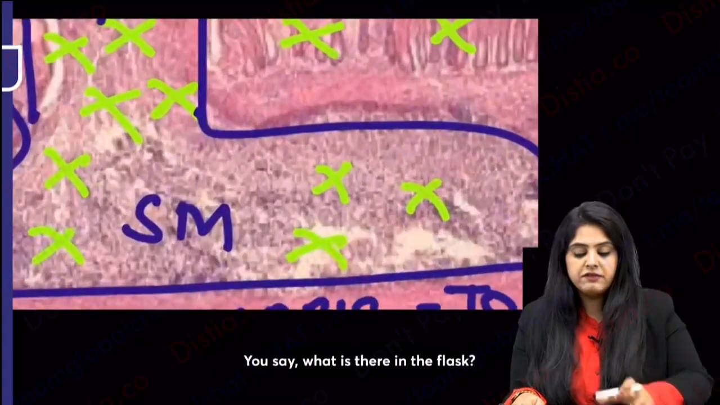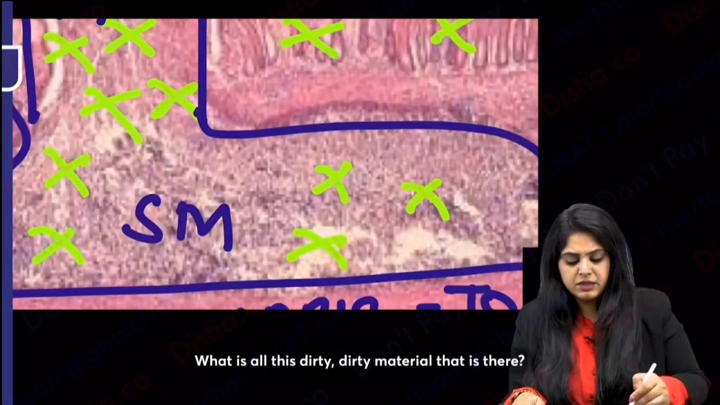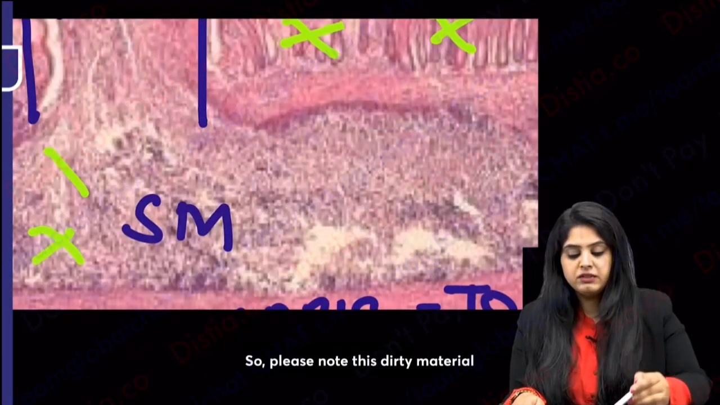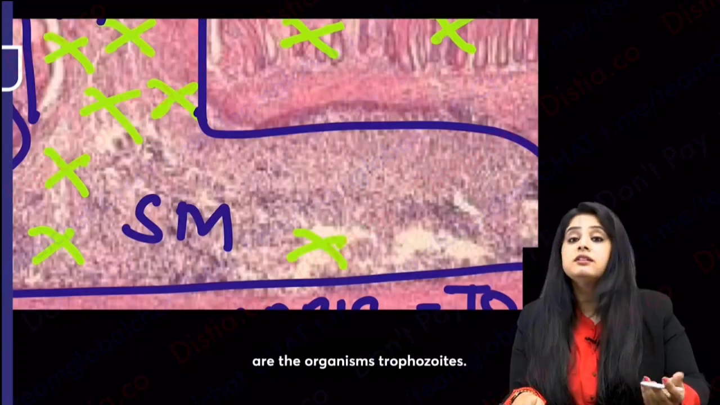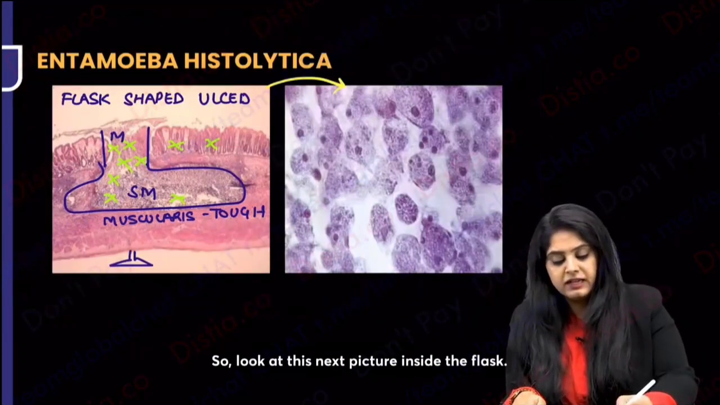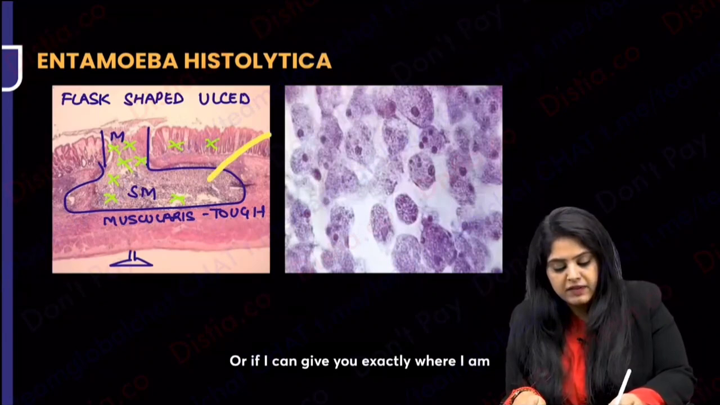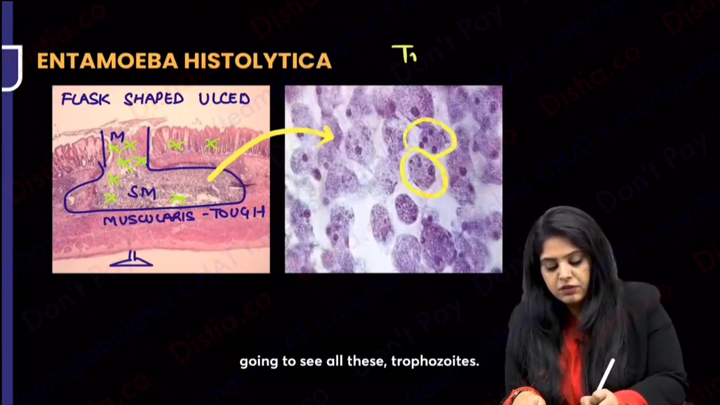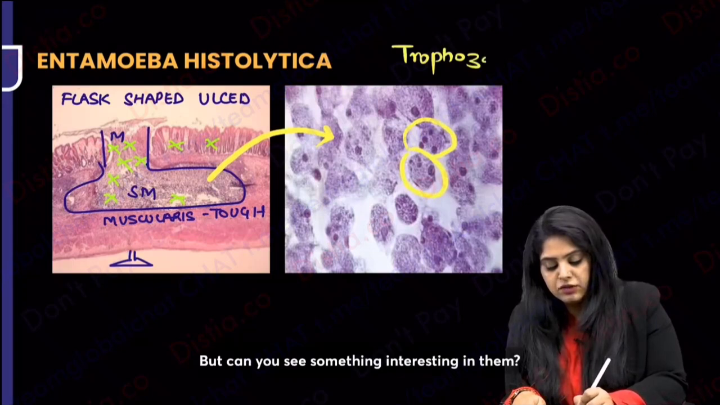You want to zoom into it. You say, what is there in the flask? What is all this dirty material that is there? Let's have a look at this dirty material. So please note, this dirty material is the organisms, trophozoites. So look at this next picture. Inside the flask, you're going to see all these trophozoites. But can you see something interesting in them?